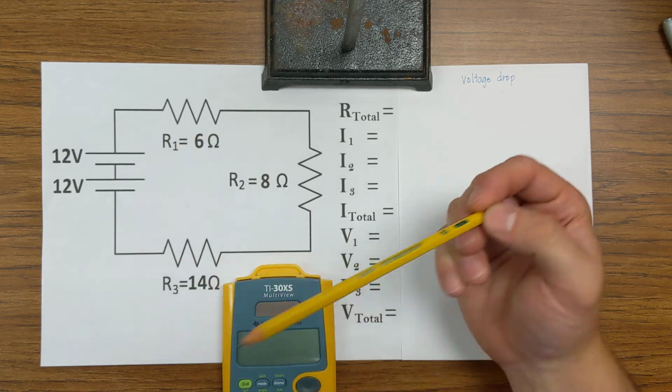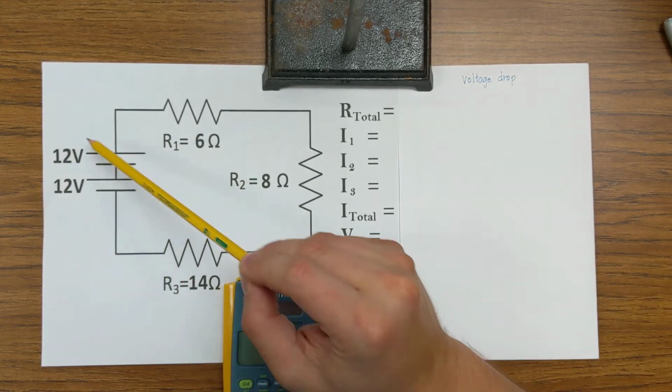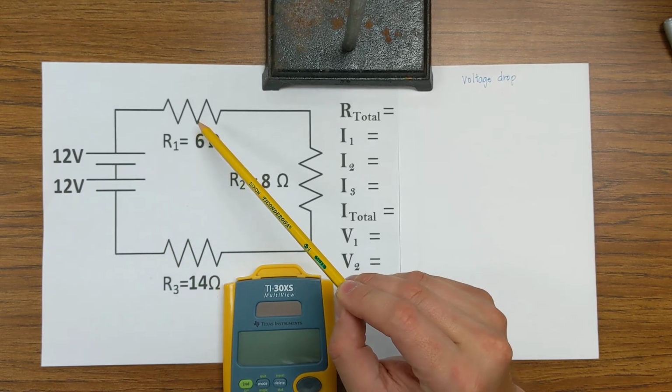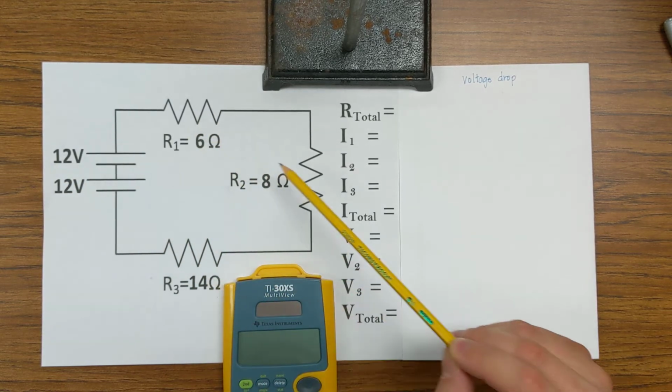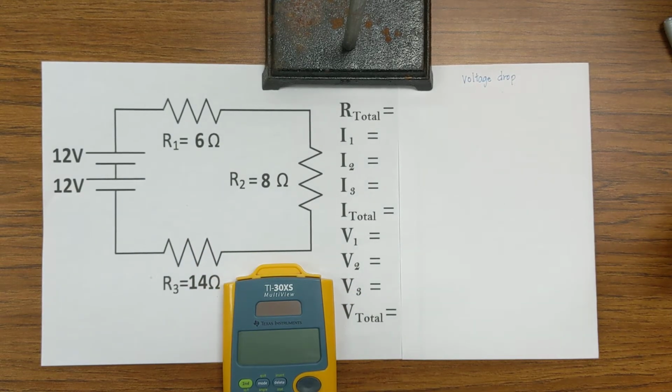Let me break it down for you. It's simply how much of my total power goes to this device. How much of the voltage comes here? How much of the voltage comes here? That's what we're trying to find in voltage drop.